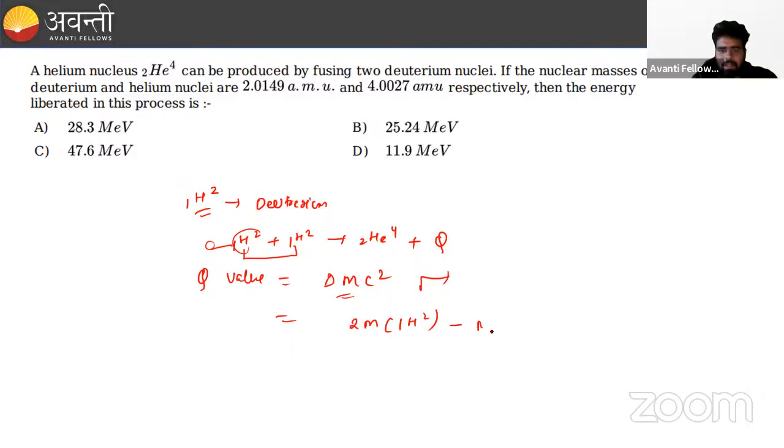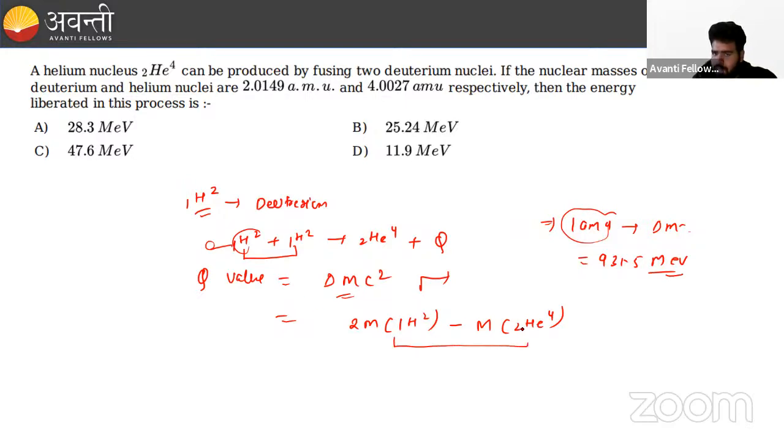Consider the mass of this atom with the capital M. We can say mass of the helium nuclei. And we know that this energy, if we consider that one for the 1 AMU, if the mass defect is the 1 AMU, then what is the value of binding energy or Q value? That is the 931.5 mega electron volts.